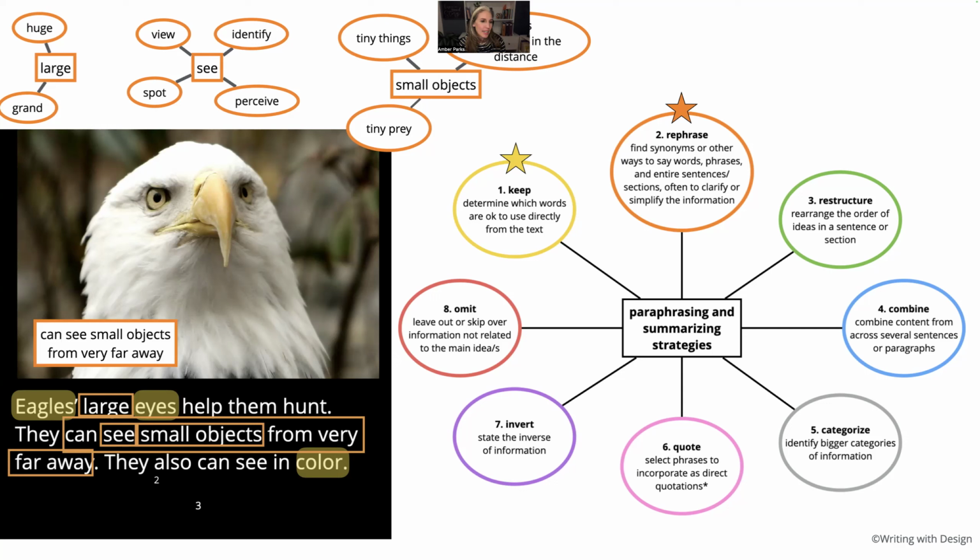And then let's take a look at "can see small objects from very far away." We could say, oh, that means they have clear eyesight or keen eyesight. And then let's take a look at strategy 4, to combine. So in this case, I just want to combine eagles, see small objects, and color.